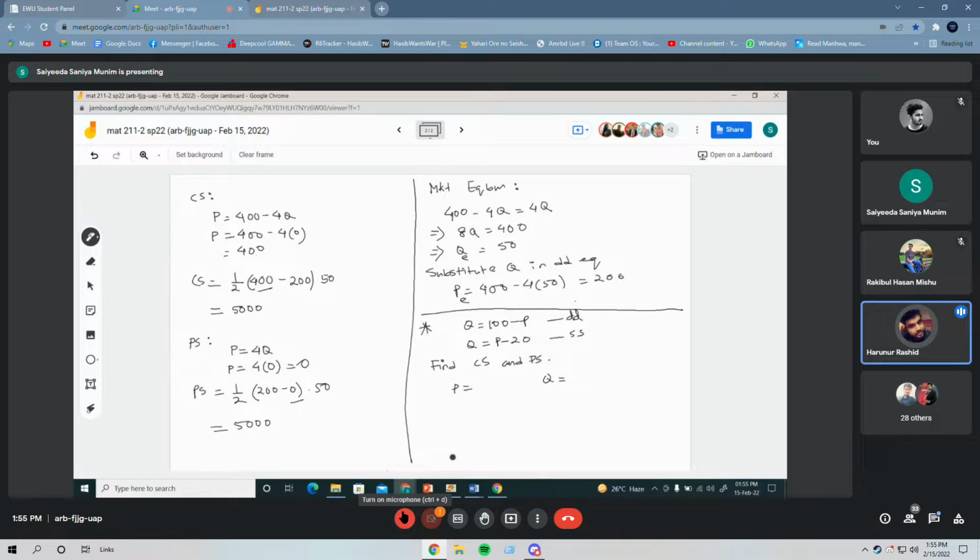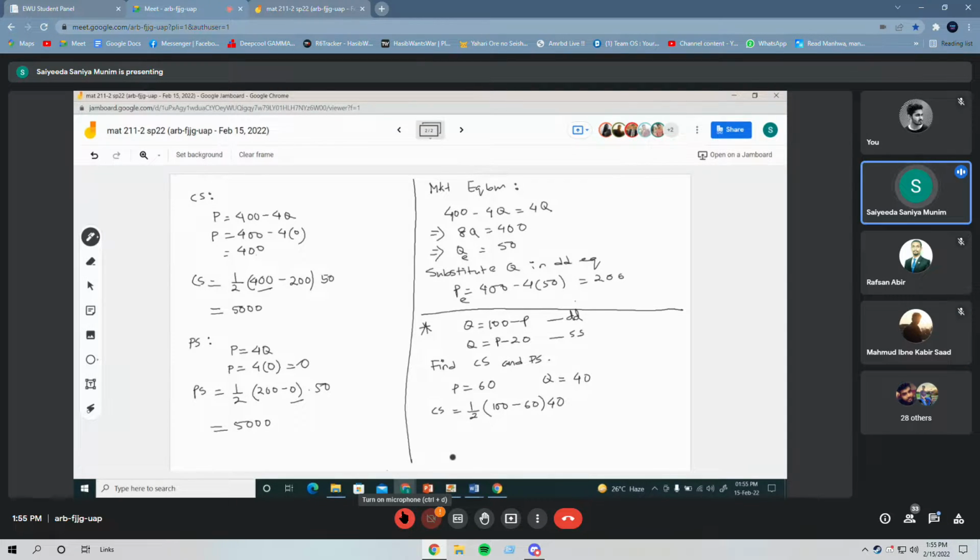Price is 60 and quantity is 40. Ma'am, CS is coming 1800 and PS is coming 1200. Okay, CS will be 800. Let me calculate. My answer was 1800, ma'am. If P and Q, the equilibrium price and quantity, are correct, then this should be your CS.